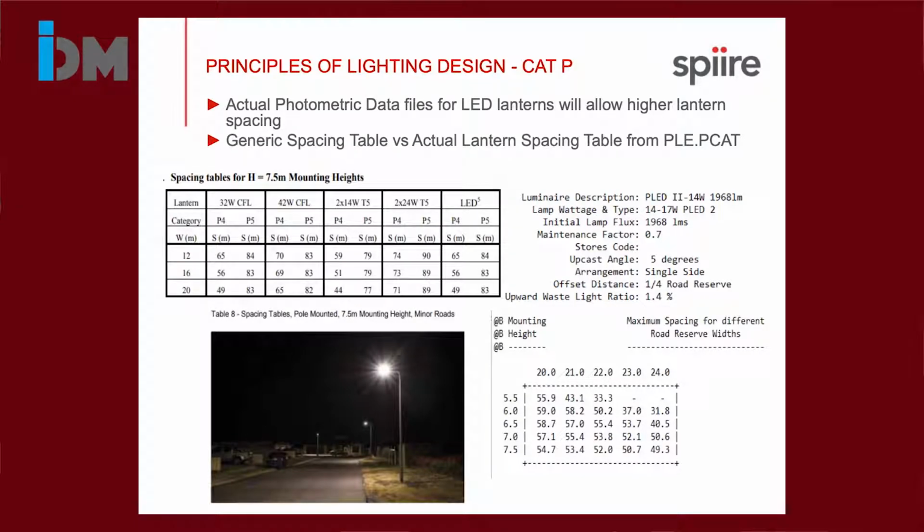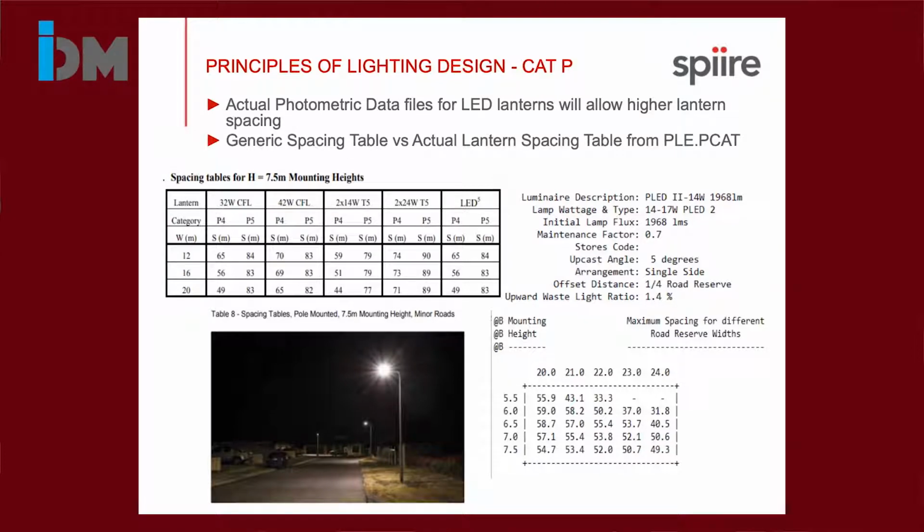In this case here, we've got 7.5 metre mount height. In the case of the LED, it's actually dropped from 51 back to 49 for a 20 metre wide road. But you can see there, it's actually quite significant spacing on narrower roads.